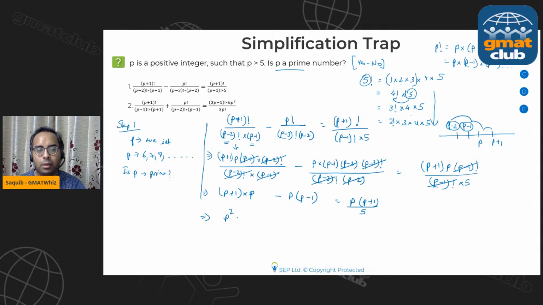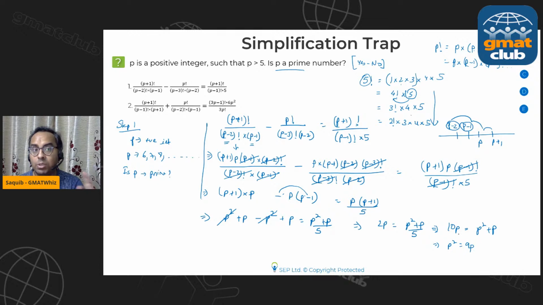You can work with it. 2p minus p square plus p is equal to p square plus p upon 5. Now notice plus p square minus p square gets cancelled out. You are left with 2p is equal to p square plus p upon 5. You take 5 to the other side and write it as 10p is equal to p square plus p, or p square is equal to 9p.